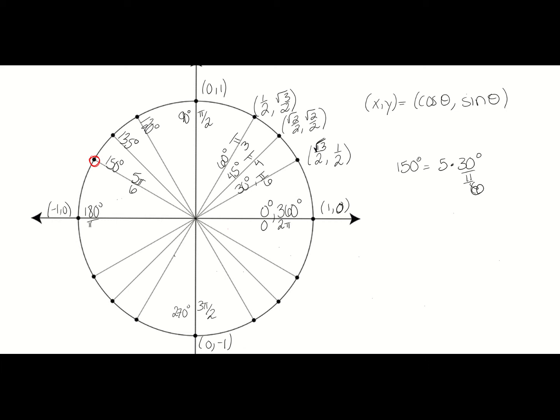135, that one you might not see right away, but it's okay. 135 is 3 times 45 degrees, so that's going to be 3 pi over 4. You can also see it visually because 45 degrees is a quarter of the way in. So if you do 1/4, then another quarter would put you at 90 degrees, and then another quarter would put you at 135. And then 120 is 2 times 60. 60 is pi over 3, so it's 2 pi over 3.